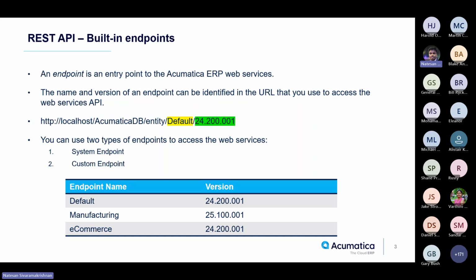In a REST API call, we need to use the endpoint that we wish to access and the endpoint version, which, for example, is highlighted here as default as the endpoint name and 24.200.001 as the endpoint version. If we look at the latest version, the current system endpoints are the default endpoint of 24R2 version, the manufacturing endpoint of 25R1 version, and the e-commerce endpoint of 24R2 version.